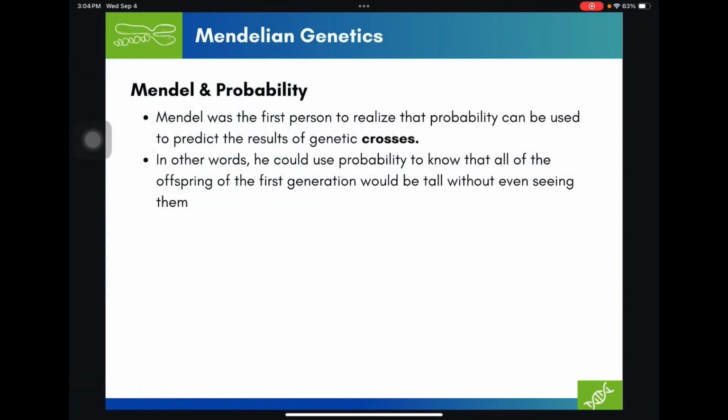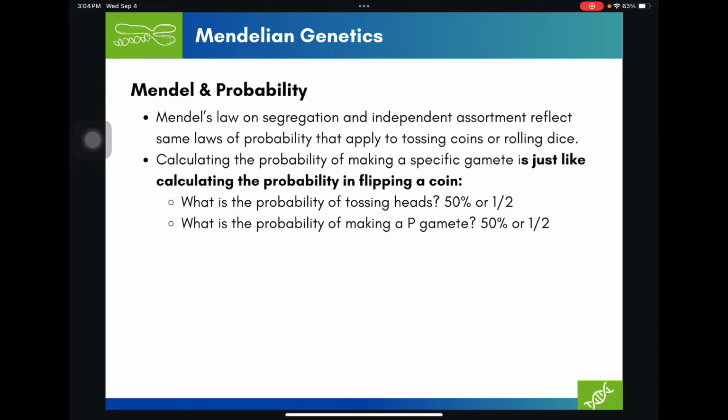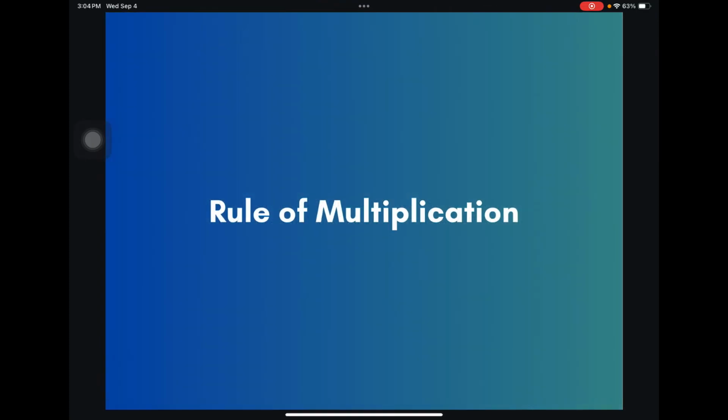So Mendel was the first person to realize that probability can be used to predict the results of genetic crosses. In other words, he could use probability to know that all of the offspring of the first generation would be tall without even seeing them, with just mere calculations. Now we have two portions, or technically two rules in probabilities. It's either rule of multiplication or rule of addition.